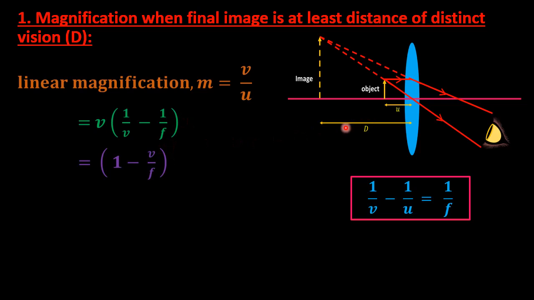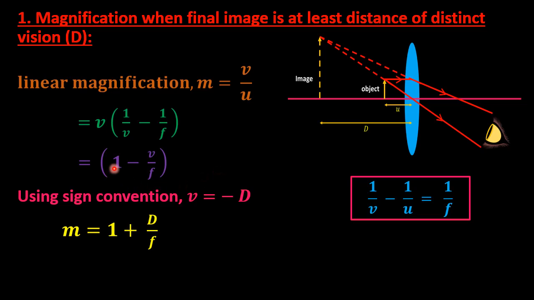Now if we look at this figure, our image distance is capital D and it is to the left of the lens. So the distance to the left of the lens is taken as negative. When we replace v by minus D, we get the expression for magnification m equals 1, then this minus and this minus will be plus D by f. So this is the expression for magnification for a simple microscope when the image is at the least distance of distinct vision.